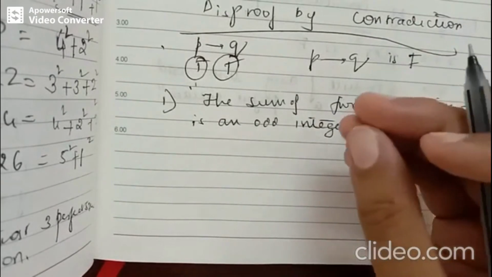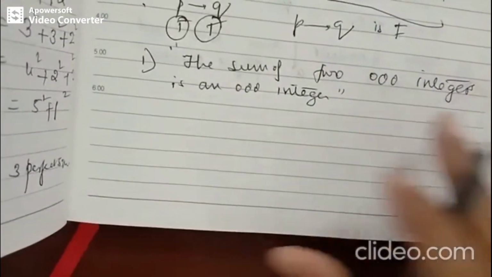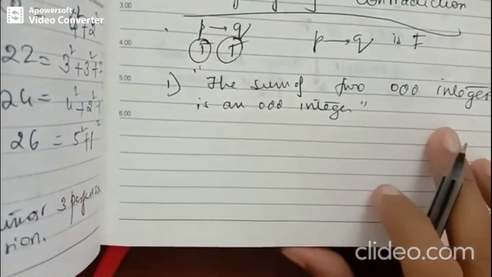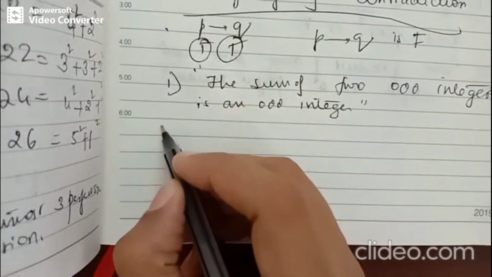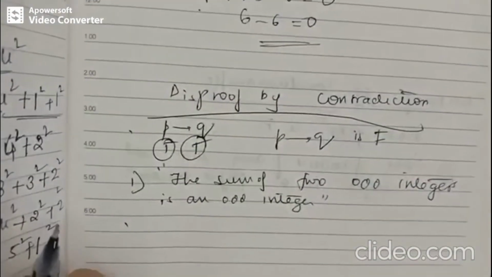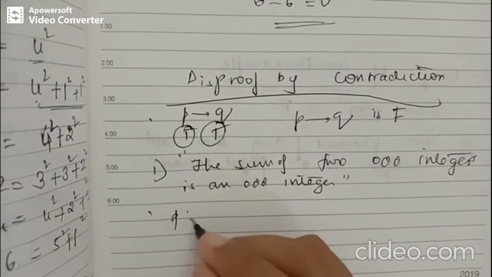Okay, next. Let's take a problem: the sum of two odd integers is an odd integer. So this is the question. Let's write what is given.